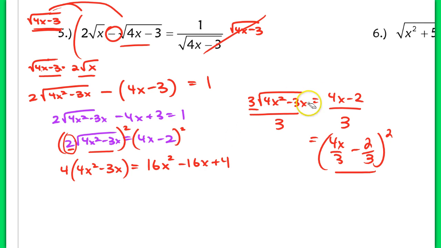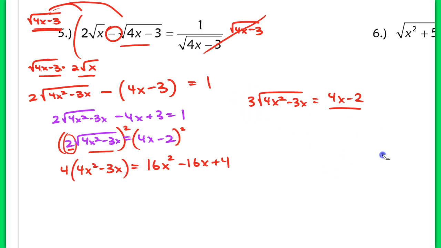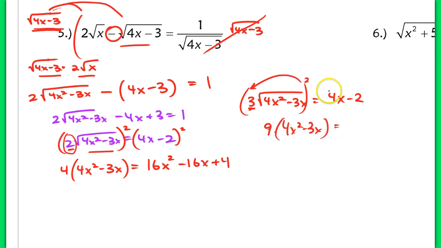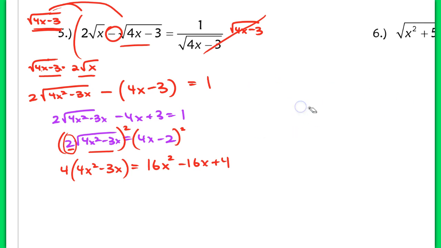Instead, in this problem, because this does not give me nice integer coefficients for the x and the number there, I'm going to leave that 3 completely where it's at, and then I square both sides of the equation. So it's okay to have a number out in front, but you just have to remember, a lot of students will forget to square that number out in front. So you have 9 times 4x squared minus 3x, okay? And then over on the other side, we'd square here too. All right, now let's go back to the actual problem here.